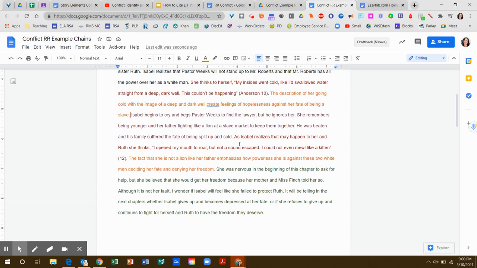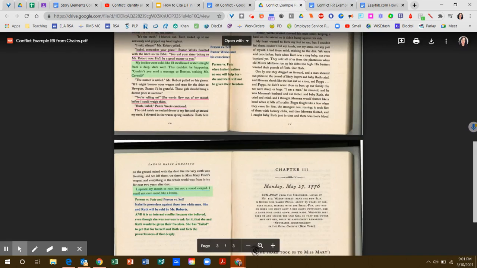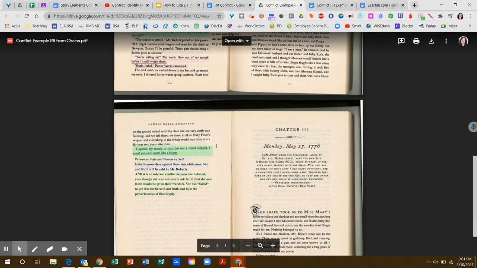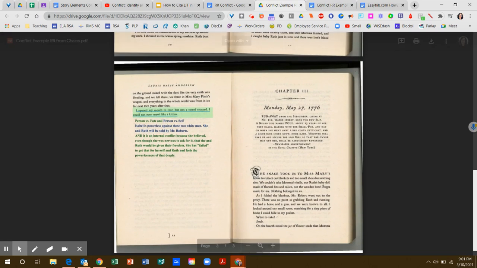So then I'm going to introduce my second quote here. As Isabel realizes that might happen to her and Ruth, she thinks, "I opened my mouth to roar, but not a sound escaped. I could not even mewl like a kitten." And so again, that's word for word from the text. And then it's on page 12 here.